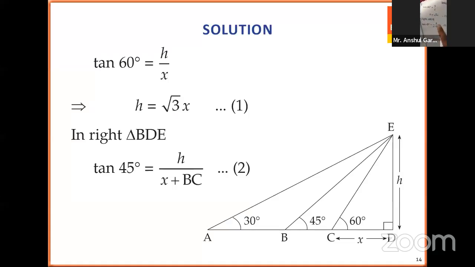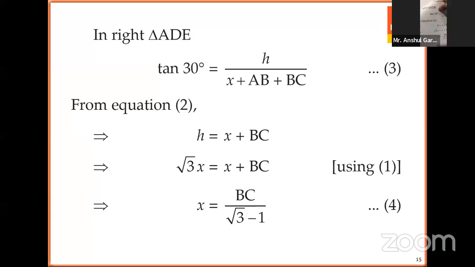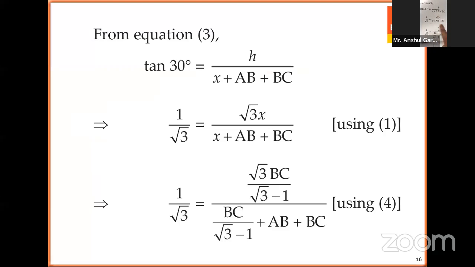So all these values we will put: tan 60, tan 45, and similarly tan 30. हमें तीनों की value डाल देंगे. And slowly we will just eliminate the variables. हम धीरे धीरे variables को हटाएंगे. So from the equation 2 we have H as this. From equation 1 we have this. So from here we find X. यहाँ से हमें X मिल गया. Now we will use this X again in equation number 3.